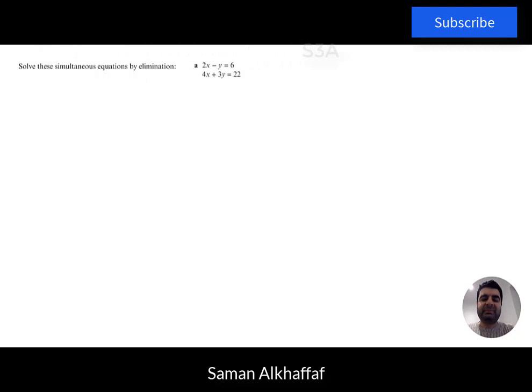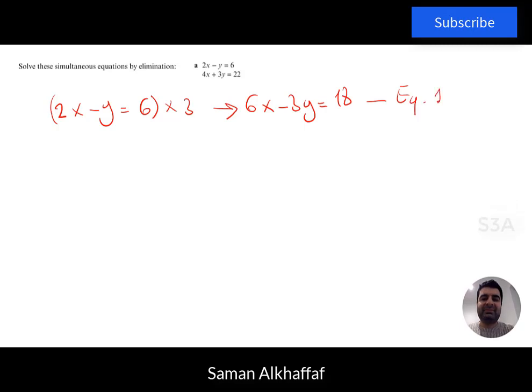In this example, we have 2 simultaneous equations. 2x minus y equals 6, and we have 4x plus 3y. So what we will do, we will multiply the first equation, 2x minus y, by 3. So we'll start with 2x minus y equals 6, all the equation multiplied by 3. So that would give us 6x minus 3y equal 18. And this will be our first equation.